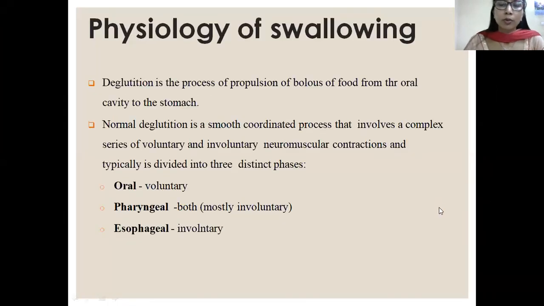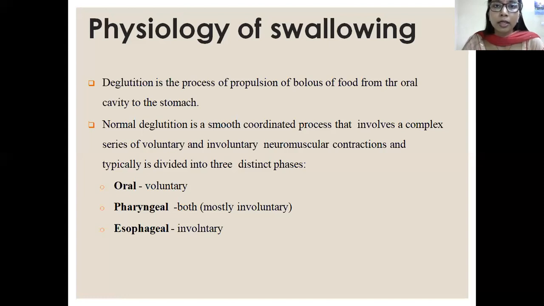Yes. So you have seen a brief video of the physiology of swallowing. So in description, deglutition is a process of propulsion of bolus of food from the oral cavity to the stomach. Normal deglutition is a smooth coordinated process that involves a complex series of both voluntary and involuntary neuromuscular contractions. This is divided into 3 phases.